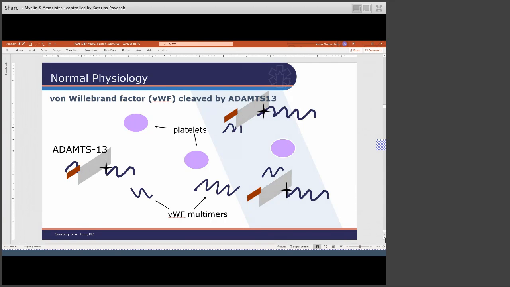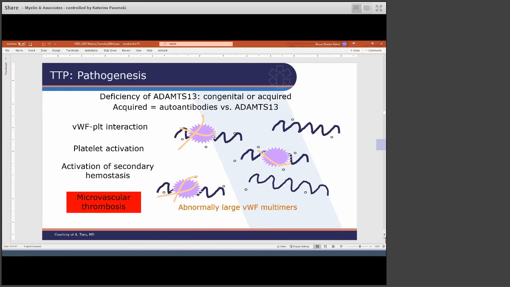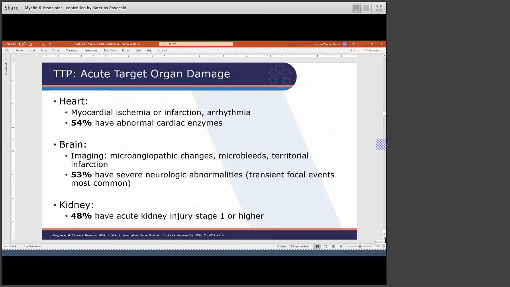Now, if you go to the next slide, you will see what happens if we do not have ADAMTS13 available. What happens then is that you have accumulation of these very, very large von Willebrand factor multimers. They interact with platelets. They activate platelets. Platelets invite coagulation factors, and what you have is microthrombi. Generally, it's small blood vessels that are involved, and this is why disproportionately the organs that are involved would be heart and kidney.